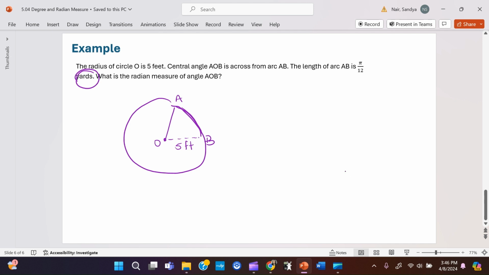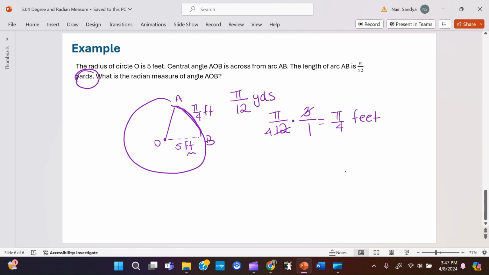So on this kind of question, you want to be careful about the units. Okay, so it says pi over 12 yards, but look at this. This is in feet. So the quickest way to take care of this problem is to go ahead and convert everything to feet. So we're using consistent units. So I'm going to take that pi over 12 yards. And remember, there's 3 feet in a yard. So I'm going to go ahead and multiply that. And then this is going to reduce. So this is going to become now pi over 4 feet. Okay, so pi over 4 feet is the length of this arc AB.